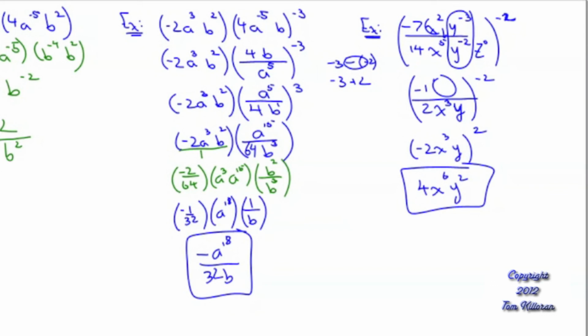1 times anything is the identity. Like I said, it goes away only if there's other stuff there. If it's the only thing there, then you have to write the 1. That makes sense.